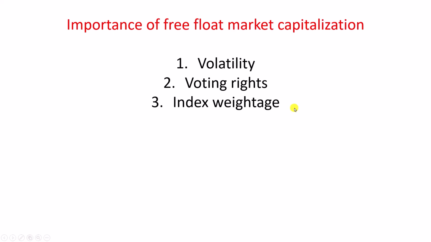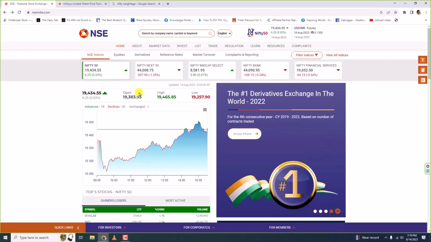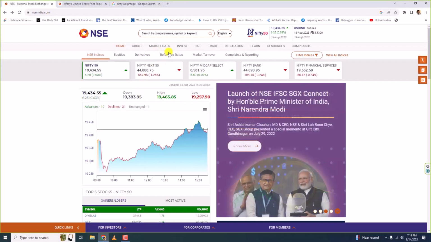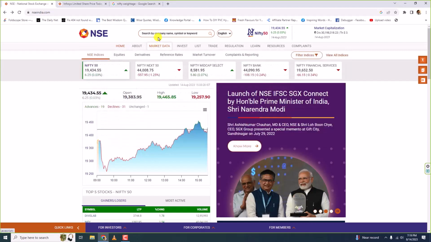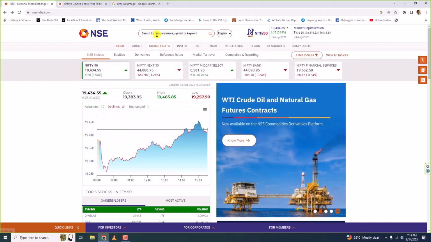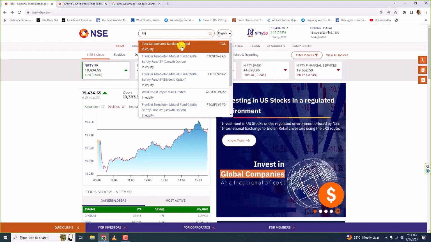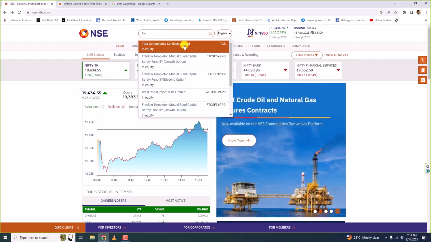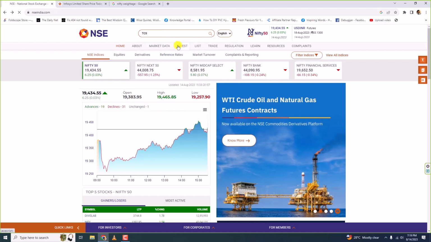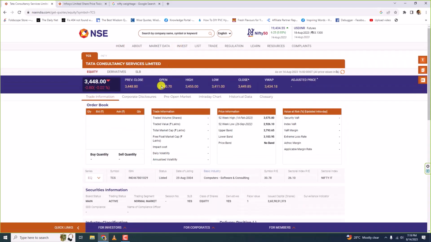Okay. So I'm going to go to my desktop and show you all this practically. Alright. So I'm in the NSE India website. So here I will enter TCS, okay, and click on Tata Consultancy Services in equity. Now when I click on that, it will load up the details of the company.